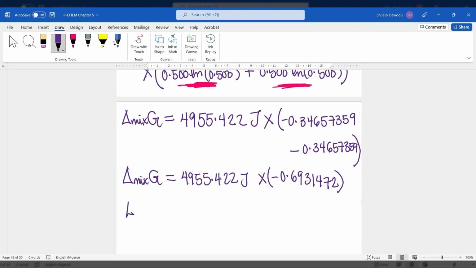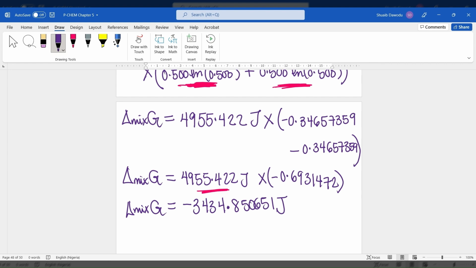And then in change in Gibbs energy of mixing, simply when you multiply this left side, which is 4955.422, by negative 0.693147, you end up with negative 3434.850651 joules. So this is what you end up getting as the answer for the Gibbs energy of mixing.